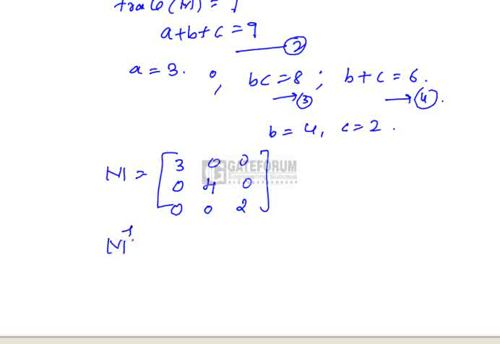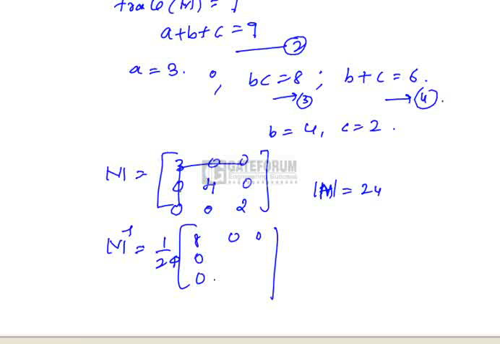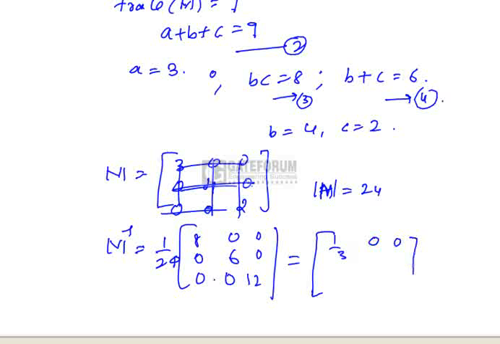Now, let us find M inverse. In order to find M inverse, we already know the determinant of M is equal to 24, which is nothing but 1 by 24 into the cofactors of this, which is nothing but 8 0 0. Next, the cofactors of these two values will always be zeros. Next, the cofactors of these values, if I take this value, it is 6 0 0 0, and then for the last one it will be 12. Now this matrix M inverse will be 1 by 3 0 0. Next, 0 1 by 4 0, 0 0 1 by 2.